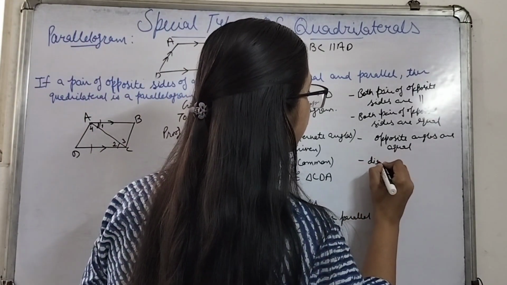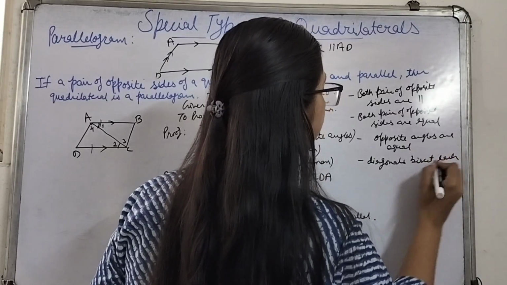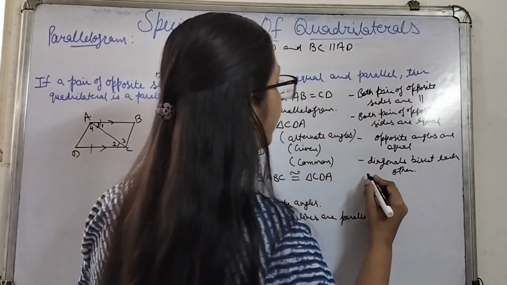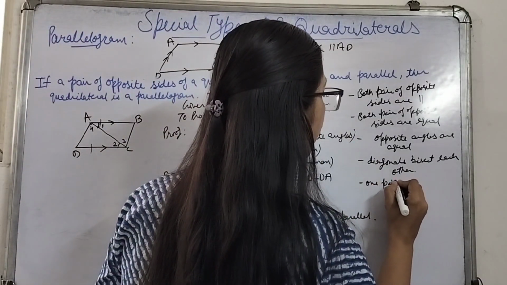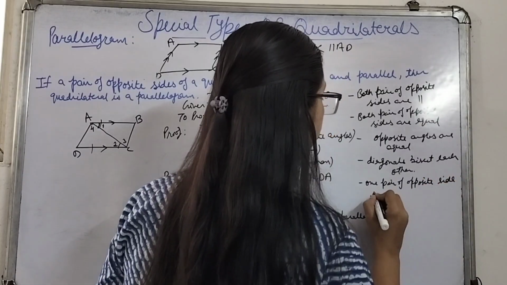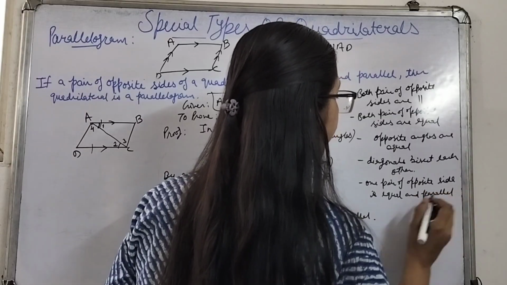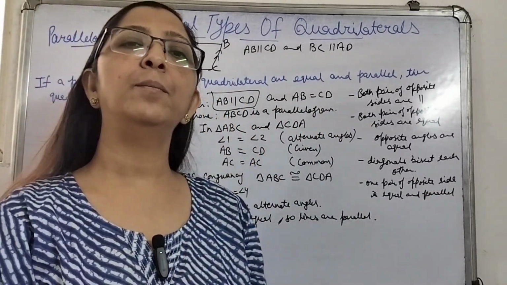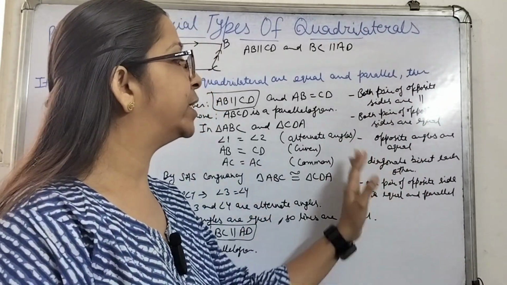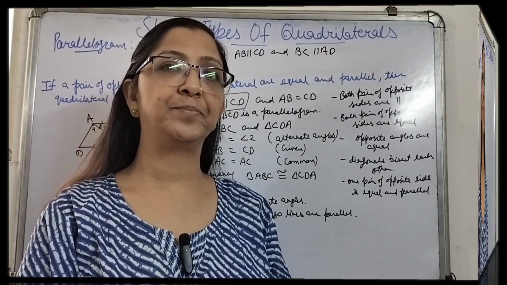If diagonals bisect each other, then also we can say that the given quadrilateral is a parallelogram. And if one pair of opposite sides is equal and parallel, then also we can say that the given quadrilateral is a parallelogram. So if we can fulfill any of these conditions, we can conclude that the given quadrilateral is a parallelogram.